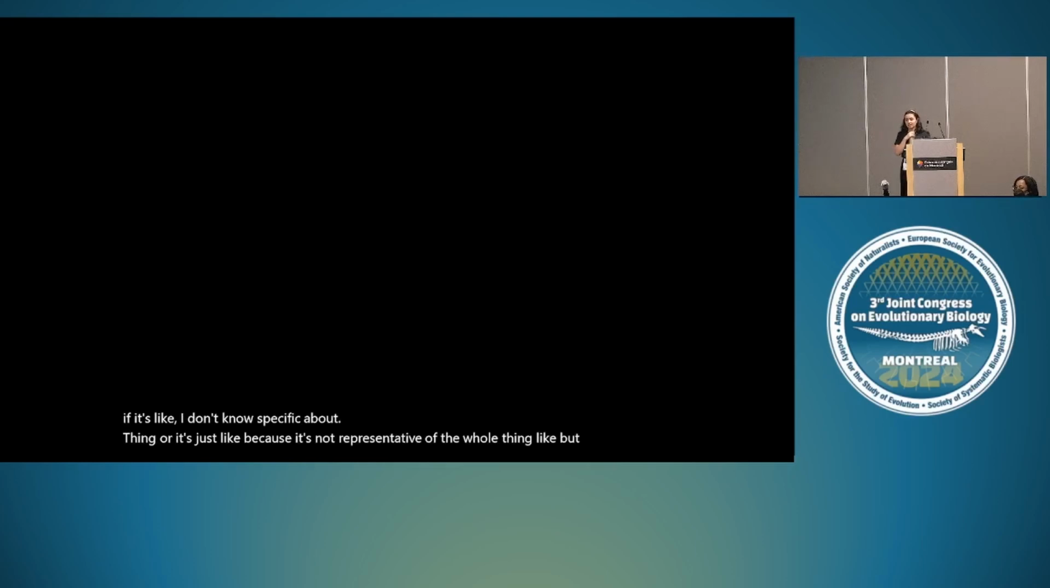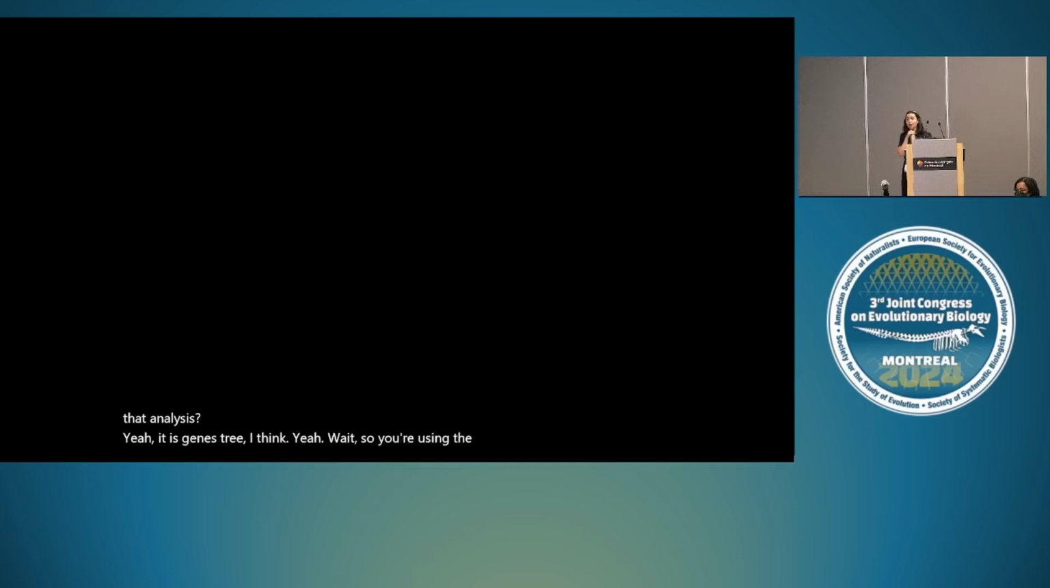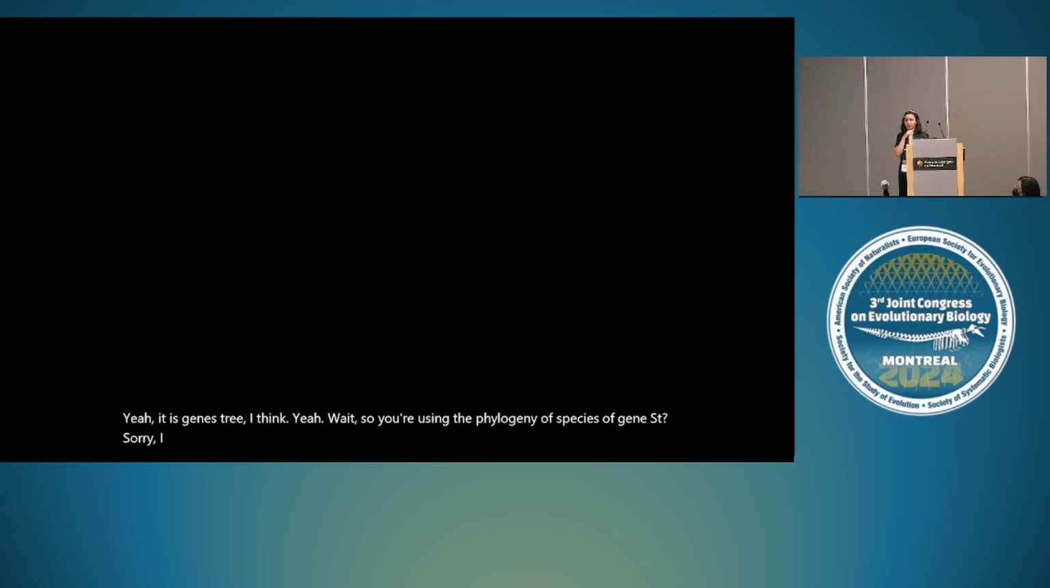Have you considered estimating omega on the gene trees instead of the species tree itself? Yeah, it's gene tree, I think. Wait, so you're using the phylogeny of species? Of gene tree, sorry. I said species, but gene tree. Okay, so you're doing it on the gene trees themselves? Yes. Okay, cool. And does that model consider multi-nucleotide mutations, the fact that mutations often happen on two sites next to each other? The codon model you're using, because if you incorporate multi-nucleotide mutations, you get way different omega estimates. Okay. I'm not sure if that package is doing that.